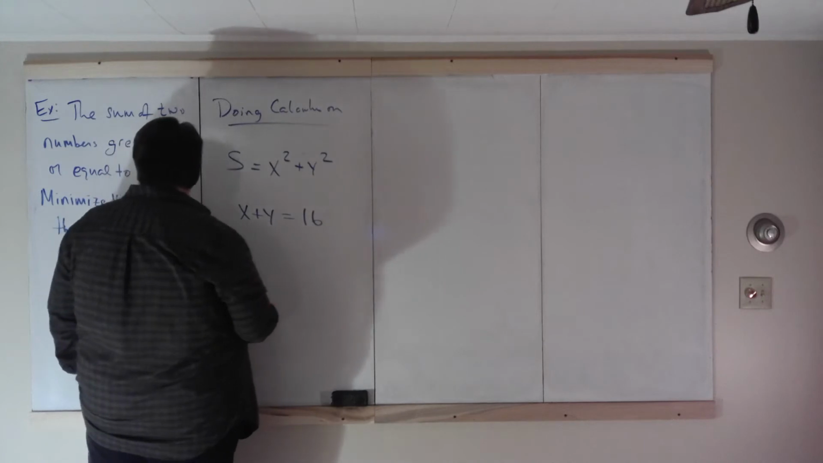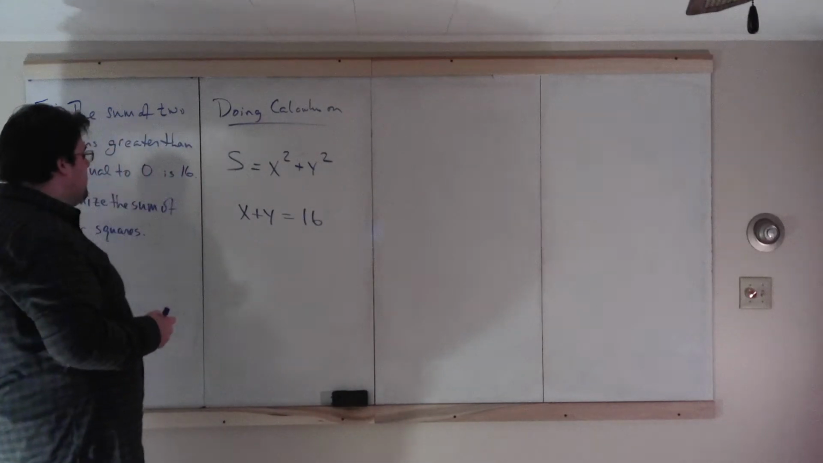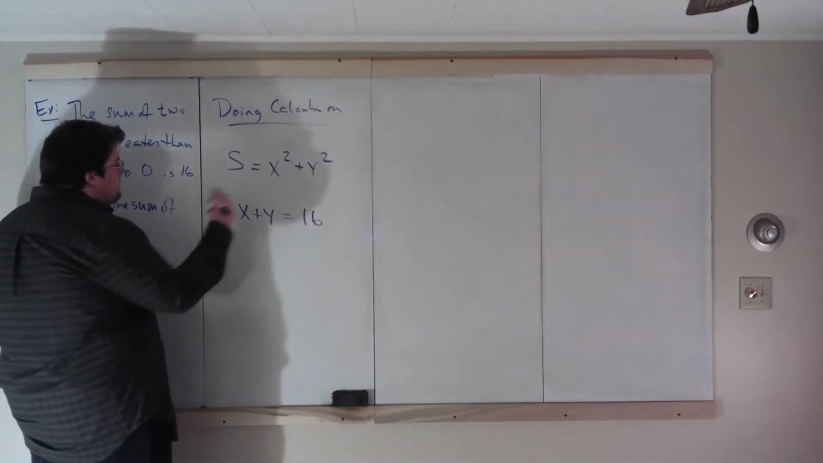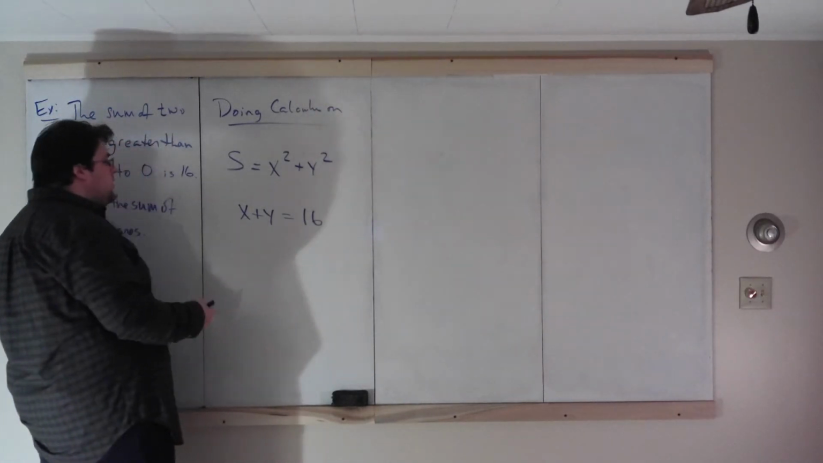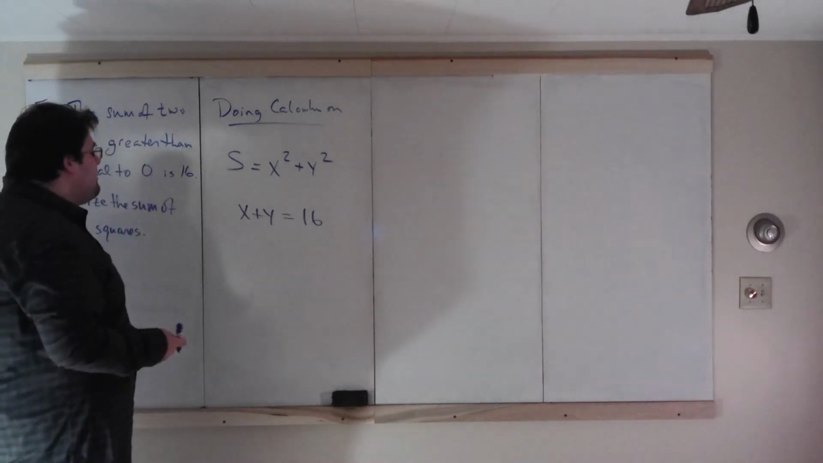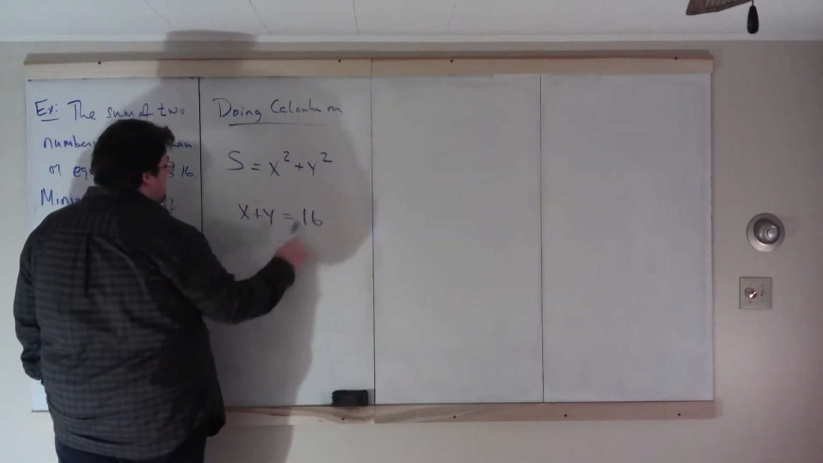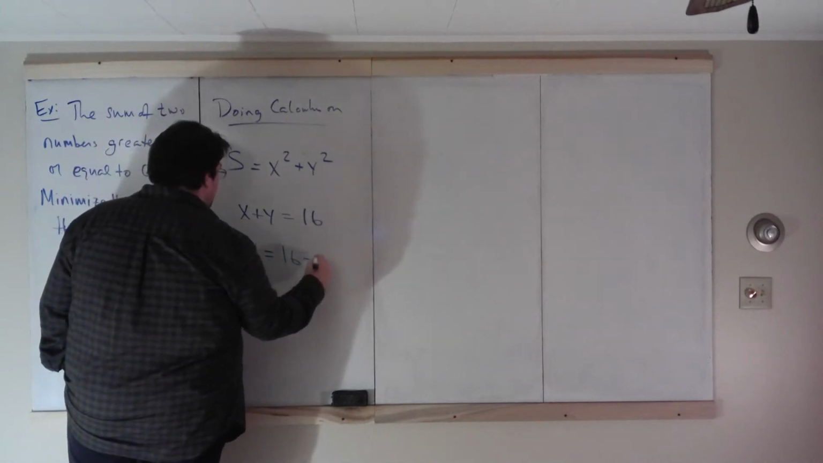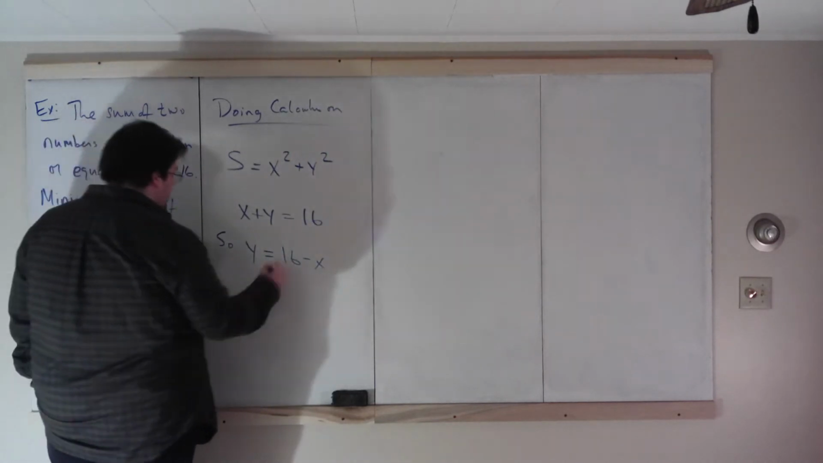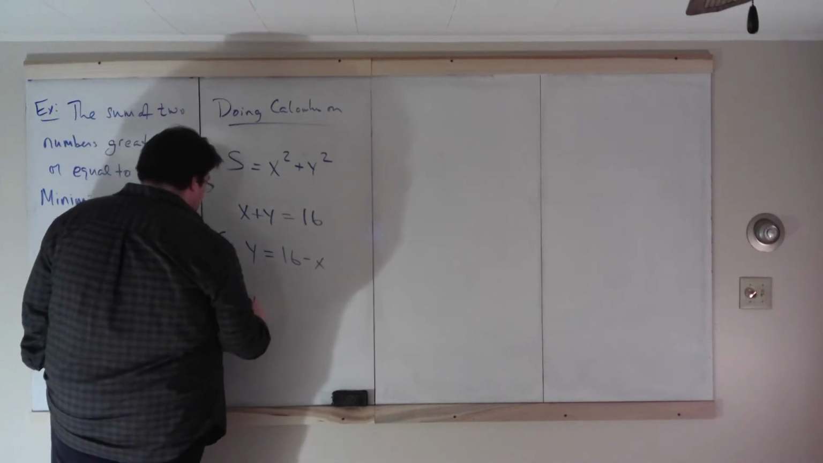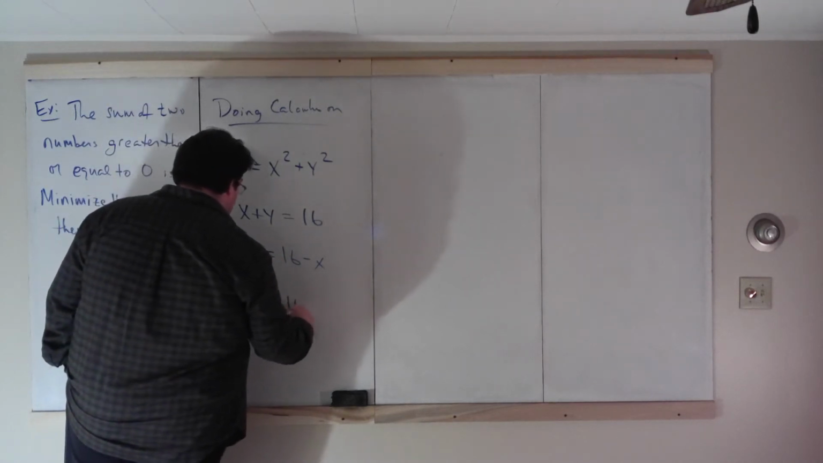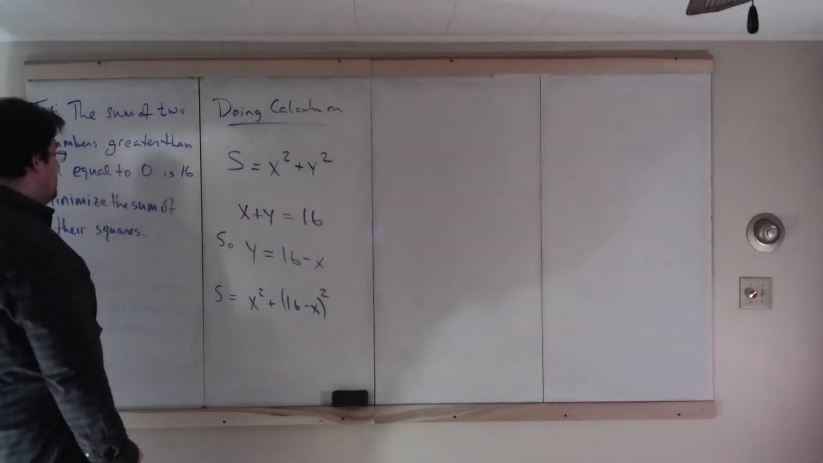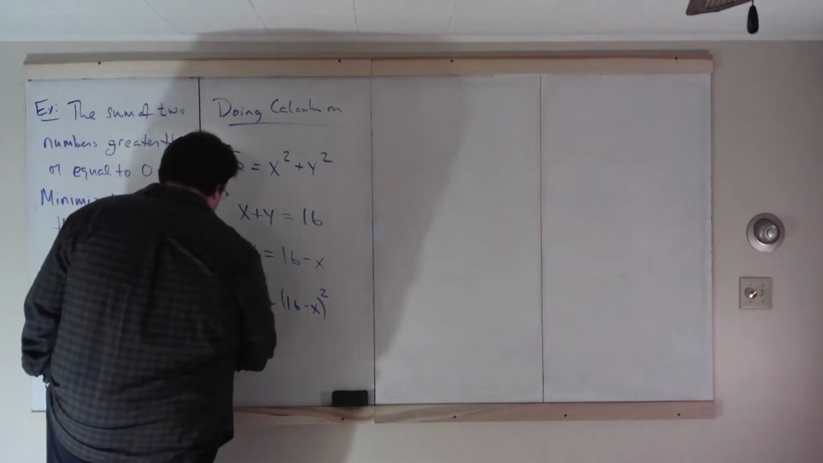It says the numbers are greater than or equal to 0. I'm debating if I want to do that now or later. I like it in the first one. Well, let's solve for y and then find our closed interval. So we have this constraint equation. We can use this to eliminate y. So y equals 16 minus x. And then S equals x squared plus (16 minus x) squared, since y equals 16 minus x. And I'm just going to simplify that.